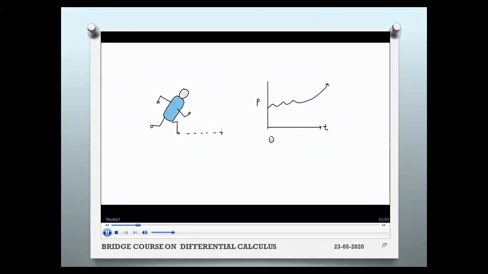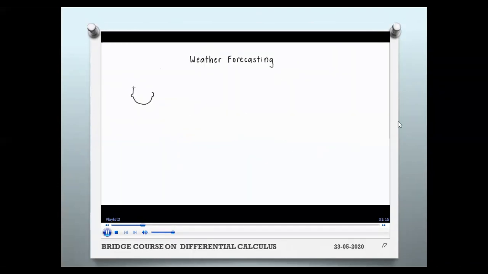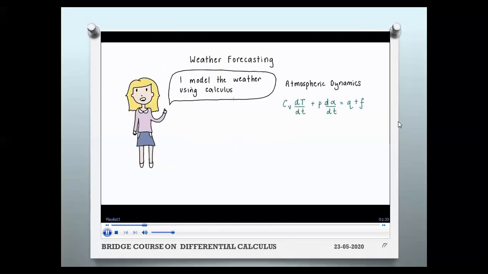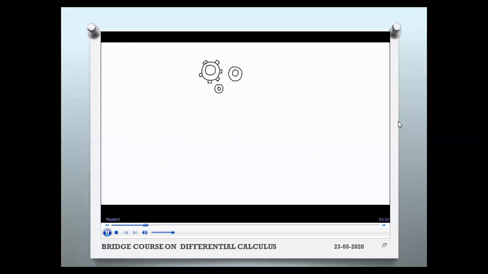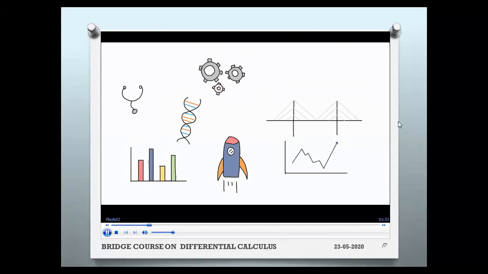Calculus is the language of motion and change, and by using calculus, we have the ability to find the effects of changing conditions on a system like the weather, for example. In the atmosphere, we have changing temperature and changing pressure. So by using differential equations, meteorologists can indicate and predict the weather for our benefit. Calculus holds incredible power over the physical world by modelling and controlling systems. It's the language of medical experts, scientists, engineers, statisticians, physicists, and economists.